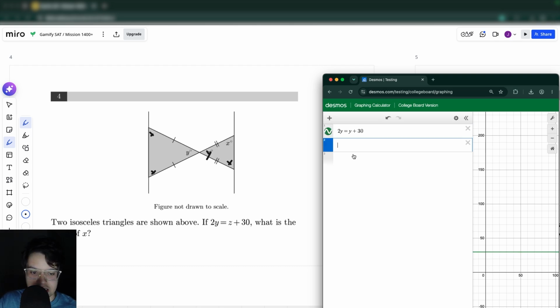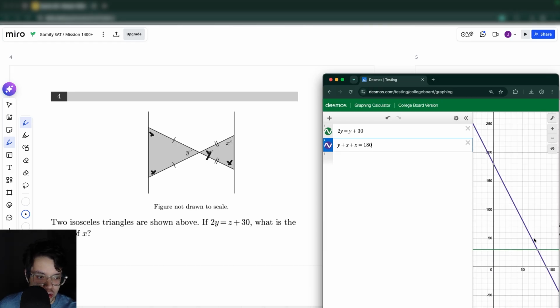Amazing. Technically, we could just use that to solve the problem, but I'll go ahead and write another equation regardless. So y plus x must also equal 180 with the triangle rule. So therefore, we see here 75, 30. So the answer would in fact be 75, because that's the x value.